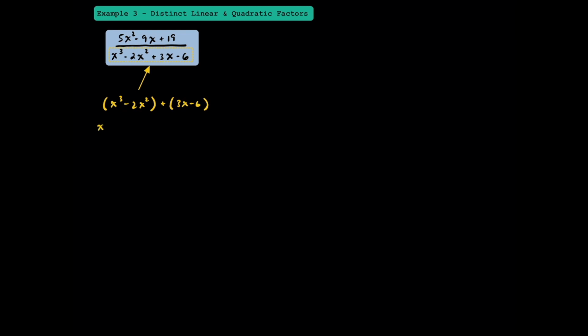For this first group, we can factor out a GCF of x squared, and we're left with x - 2. And for the second group, we can factor out a GCF of 3, and we're left with x - 2. Factoring out an x - 2 from both of these terms, we're left with an x squared + 3. Now that we factored our denominator, here's our expression.